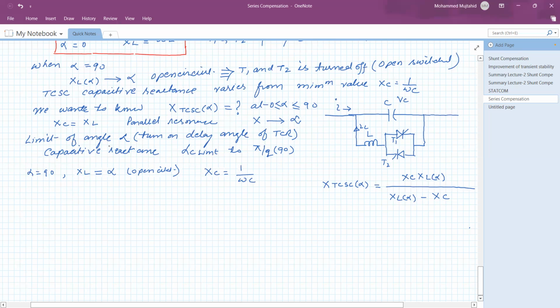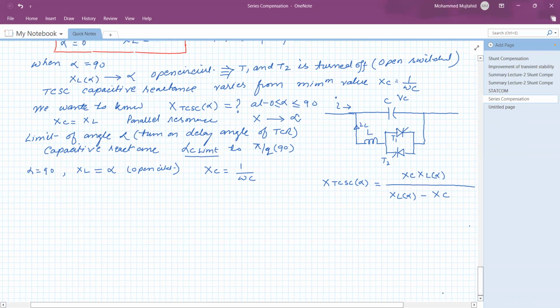So we want to know what would be the limit and what would be the behavior by changing the angle from 90 to some limited value. This is the limited value over this one. So we will draw one characteristic.